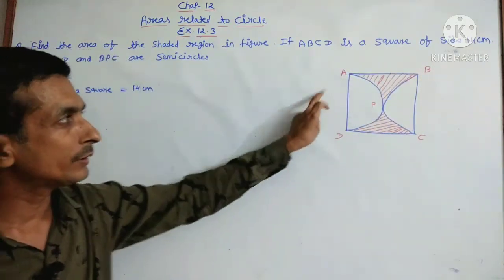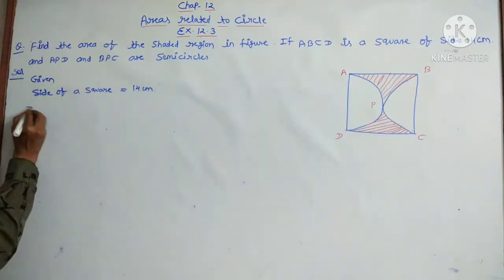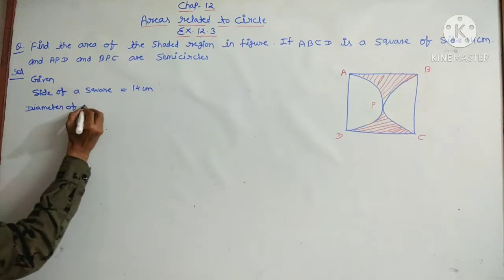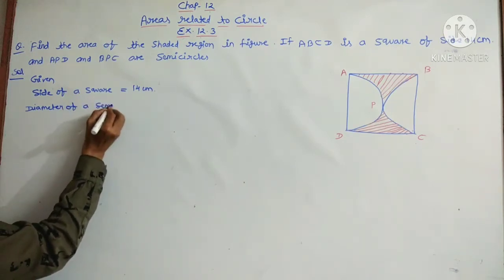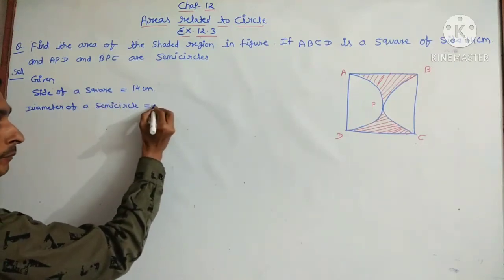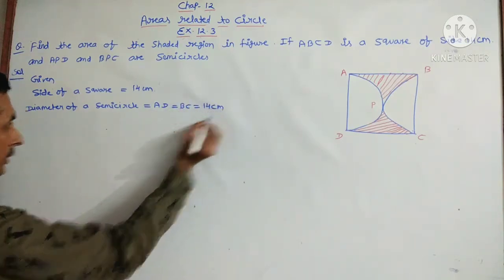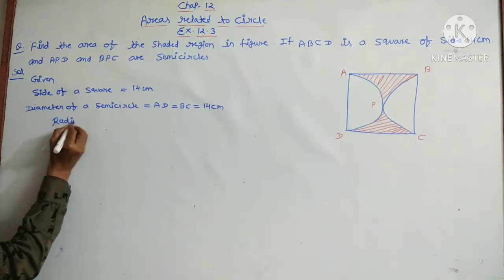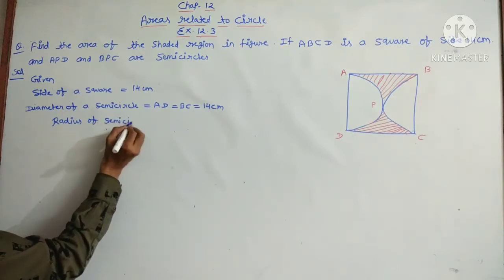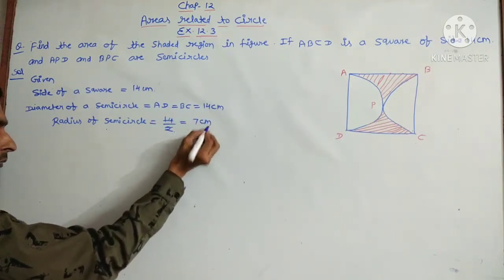So this is one semicircle, and this is also a diameter. So you can write the diameter of the semicircle. How much? AD equals BC equals 14 centimeters. So now you can find the radius of the semicircles. For a semicircle, that means 14 upon 2. So here it is 7 centimeters, right?